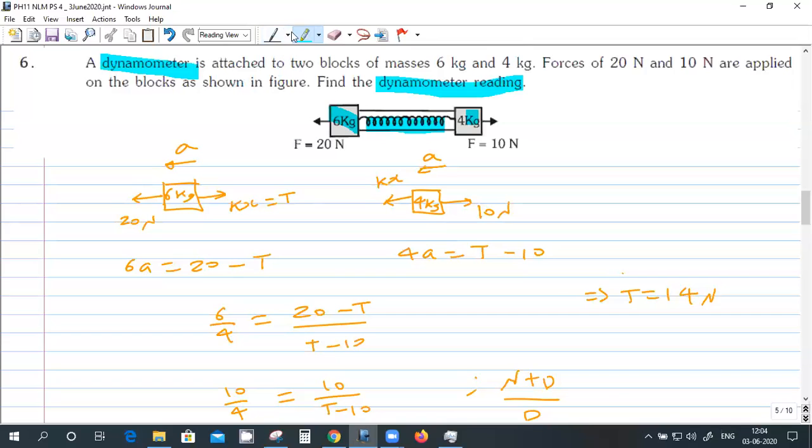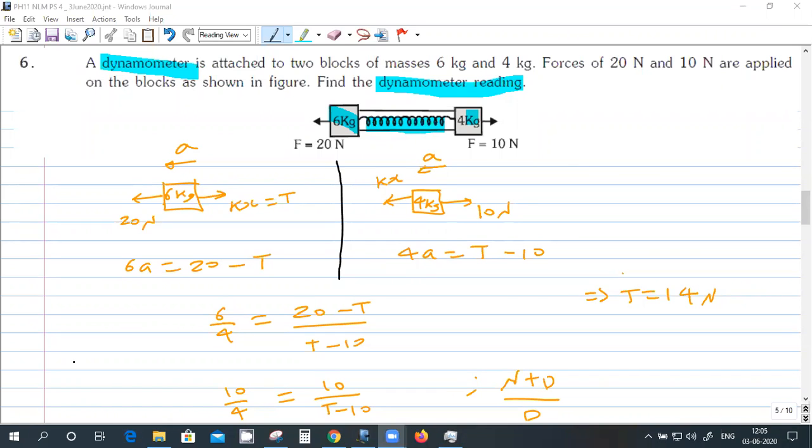Free body diagram. Yes, sir, I drew it and am just solving the question. Yeah, you just have to find T. So T is equal to 16 Newton... 14. No, 14 Newton. Sorry.